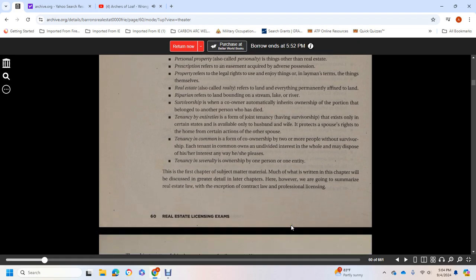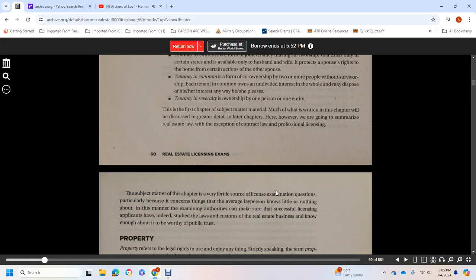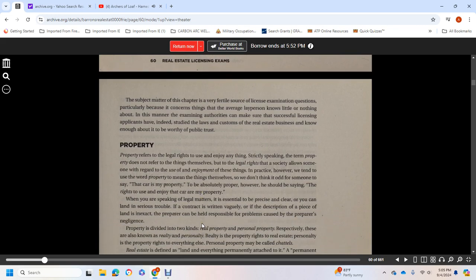This first chapter is subject matter material. Much of what is written in this chapter we'll discuss in great detail in later chapters. However, we're going to summarize real estate law, with the exception of contract law and professional licensing. The subject matter of the chapter is a very fertile source of license exam questions, particularly because of the concern over things the average layperson knows little or nothing about, and the way the examining authorities can make sure the successful licensing applicant has studied the laws and customs of the real estate business and knows enough about it to be worthy of public trust.